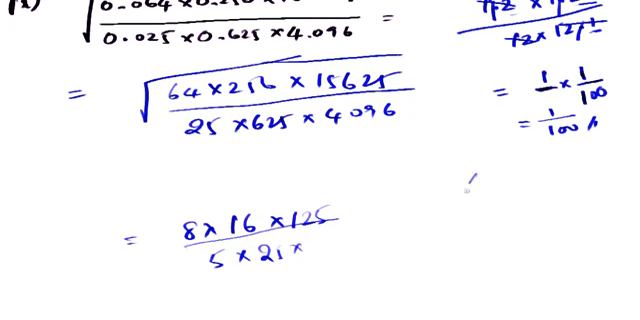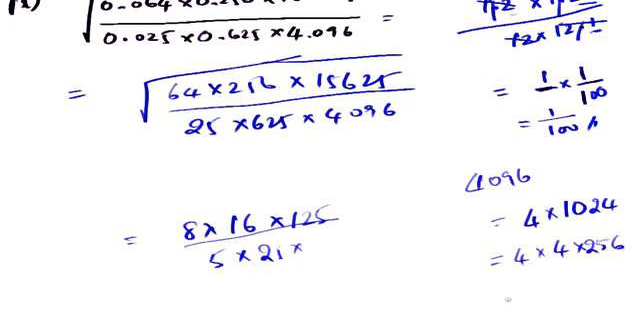4096. If you don't know, try to write the numbers like this. Write 4096 as 4 into 1024. 1024 you again write as 4 into 256. Writing again, 4 twos are 8, 4 fives are 20 and 4 sixes are 24. So this is nothing but 16, and this is 16 into 16.